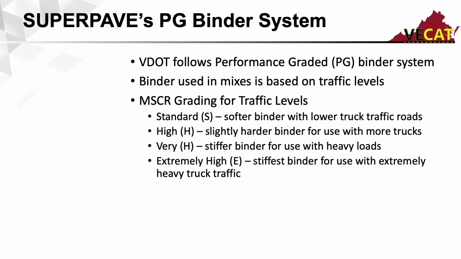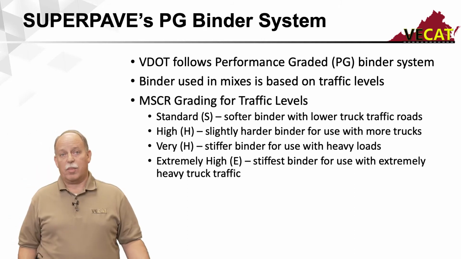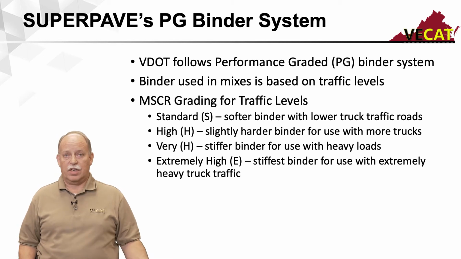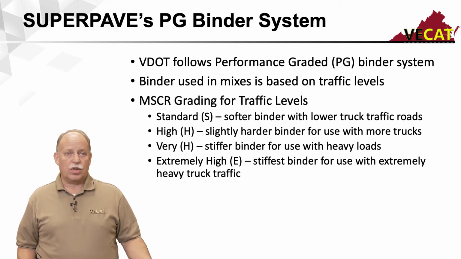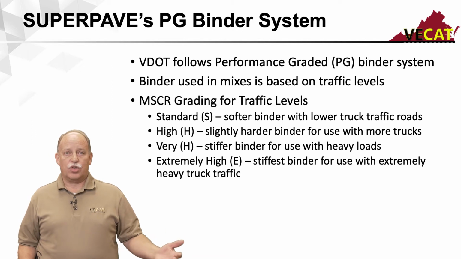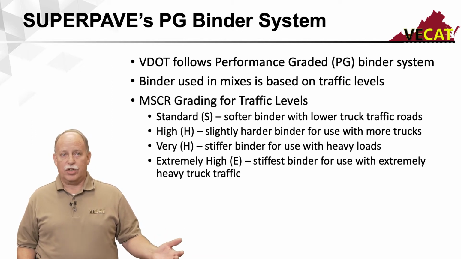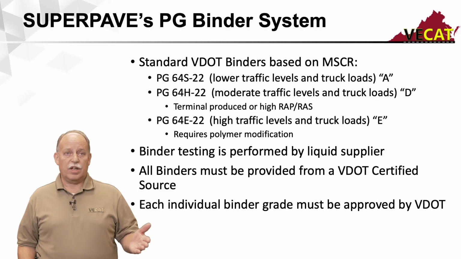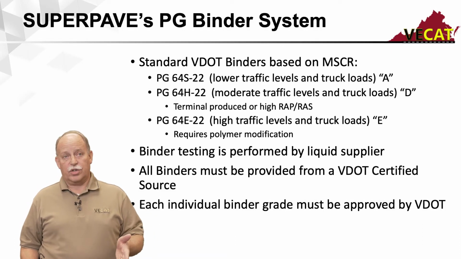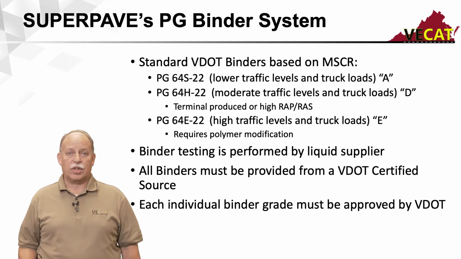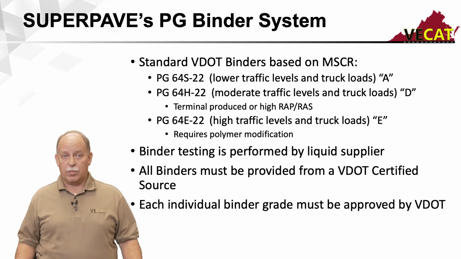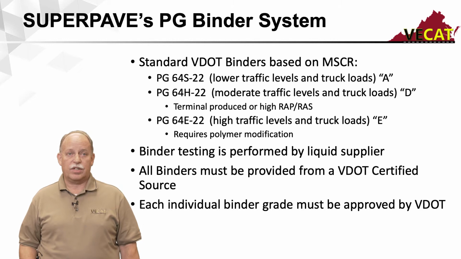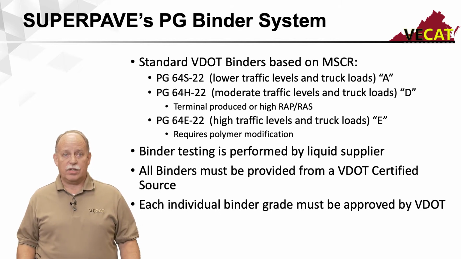Now let's talk about the SUPERPAVE PG binder system. VDOT uses the MSCR system. Those are based on certain degrees of PG binder grading. PG stands for performance grading. Those can be like a 64S-22. Those are for lower traffic levels and truckloads in what we call our A mixes. We have a PG 64H-22 for the moderate levels. Those would be our D mixes.